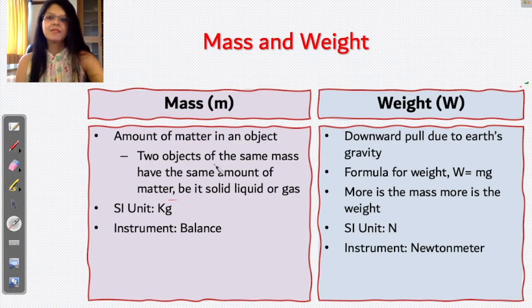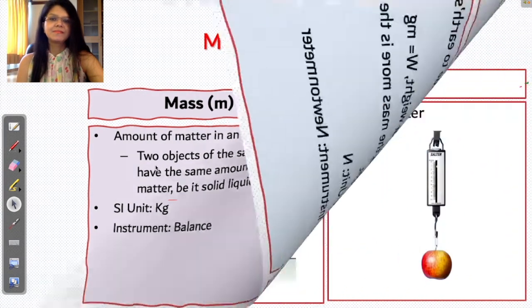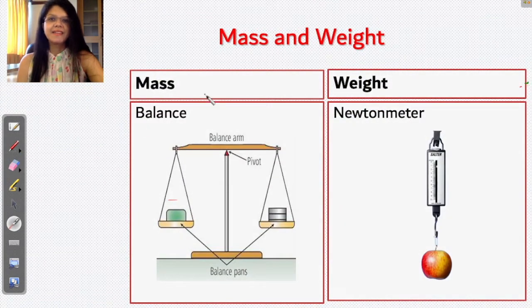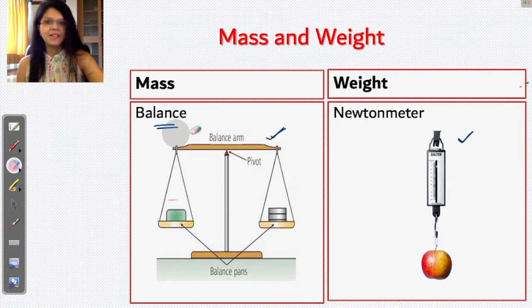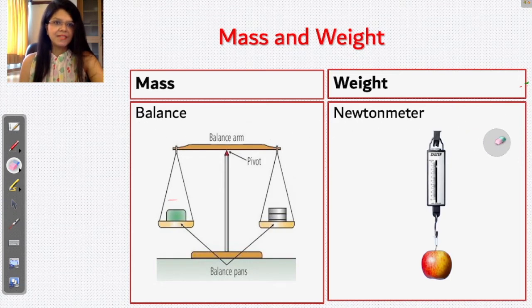Alright, so let us move on and see with our own eyes the instruments which are used to measure the mass and the weight. That's how your balance looks like. We all have seen it in our day-to-day lives. And the instrument which is used for measuring the weight is this picture. You'll find Newton meters in your labs, right? Newton meter is used for measuring the weight.